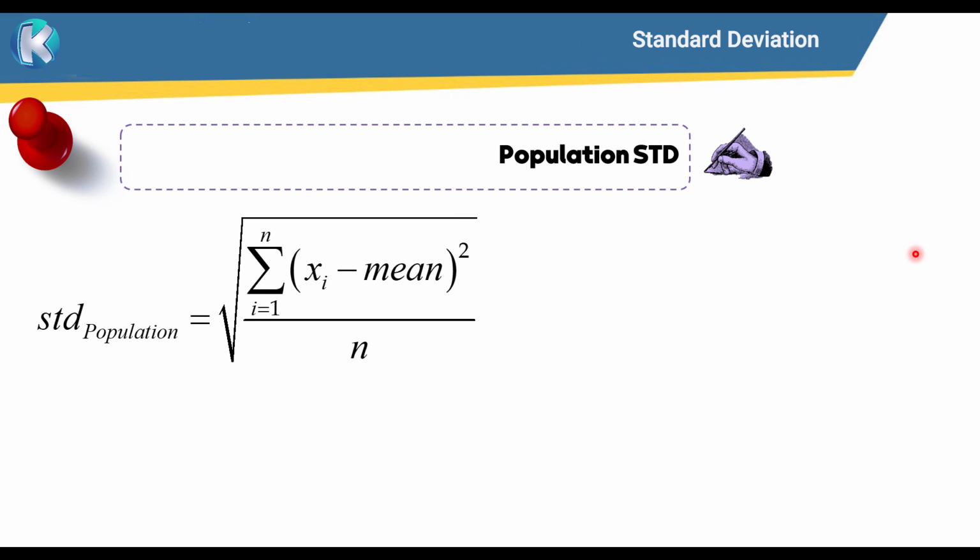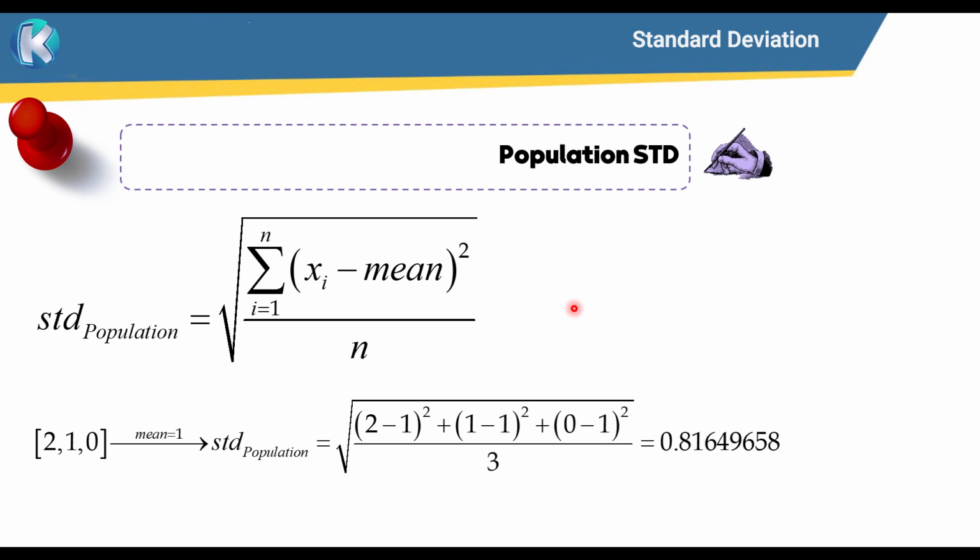But now let's talk about the population standard deviation, and the only difference is this one. You can see that in the denominator, it is not n minus 1, it is n. This is the only difference between the sample standard deviation and the population standard deviation. And here is an example.